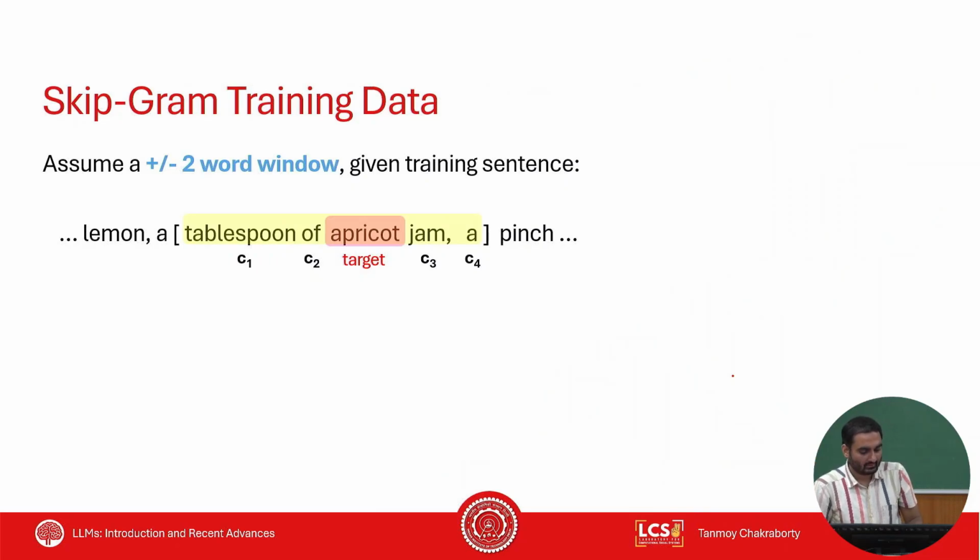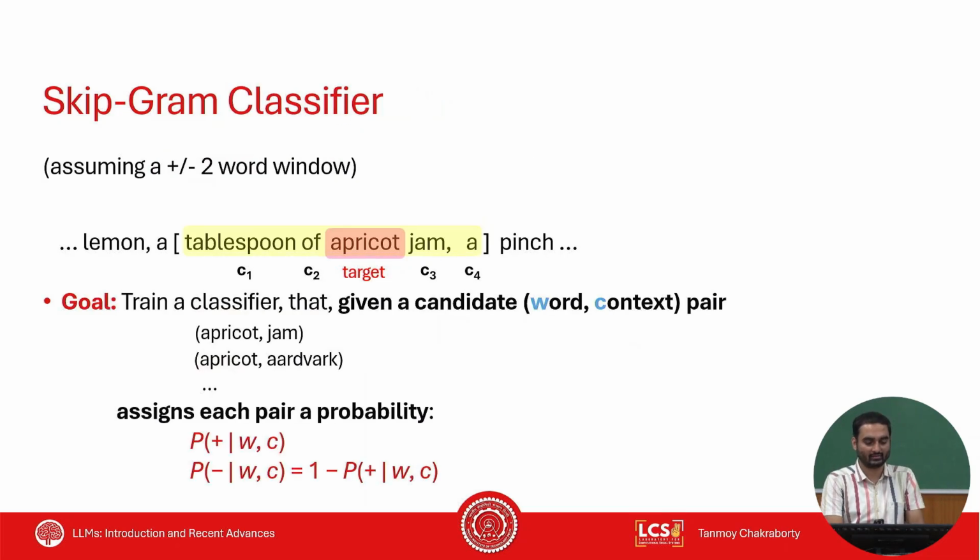Okay, let's look at examples. Let's say this is a real example: lemon, a tablespoon of apricot, jam, a pinch. This is a sequence of words, and let's say the context window is this one from here to here. The target is apricot; tablespoon and of are context words, jam and a are also context words, and the others are non-context words. These are context pairs.